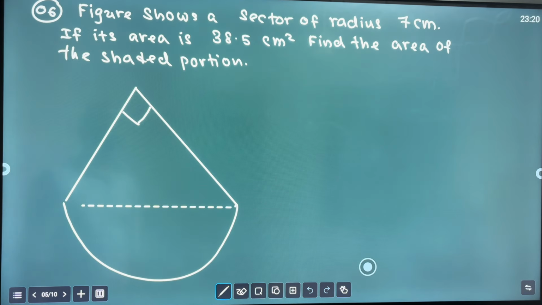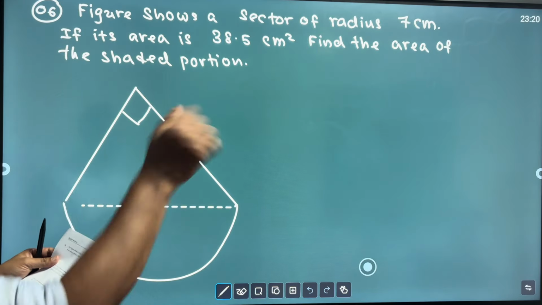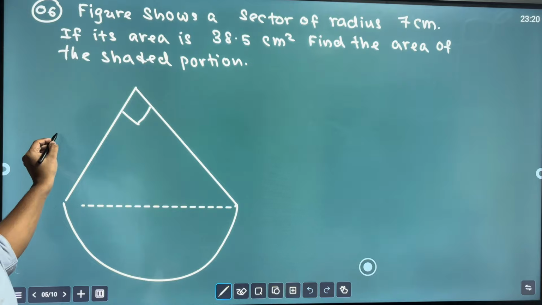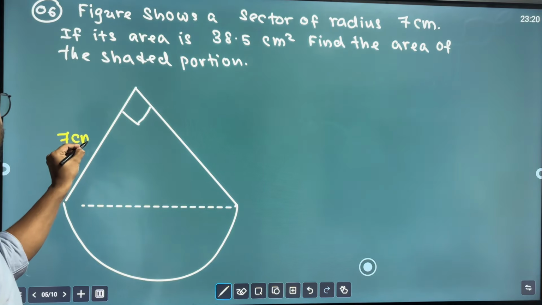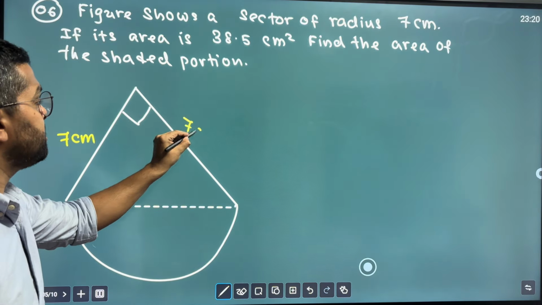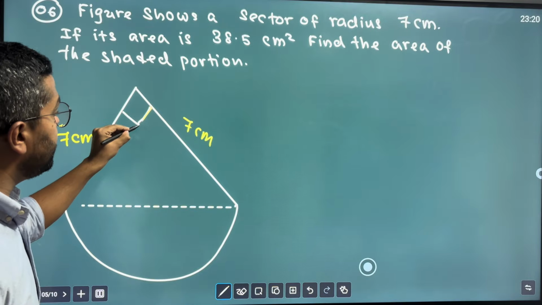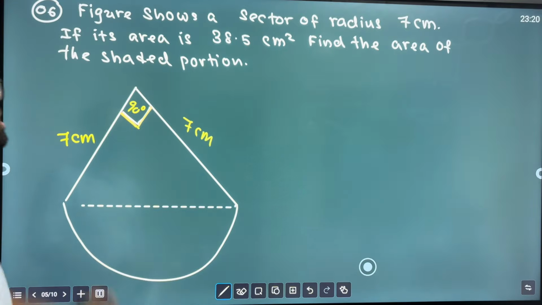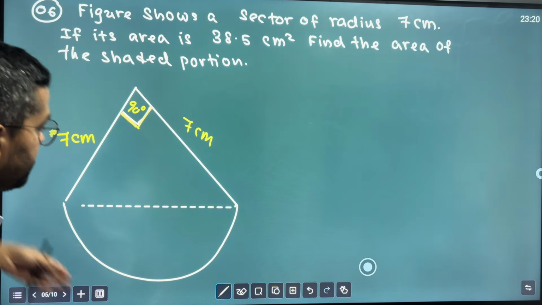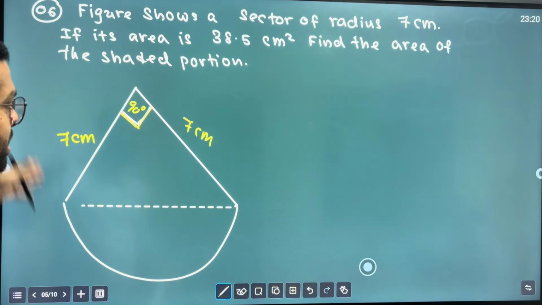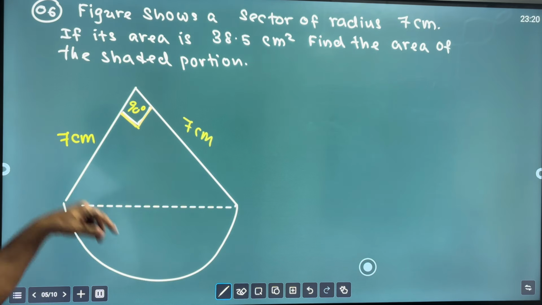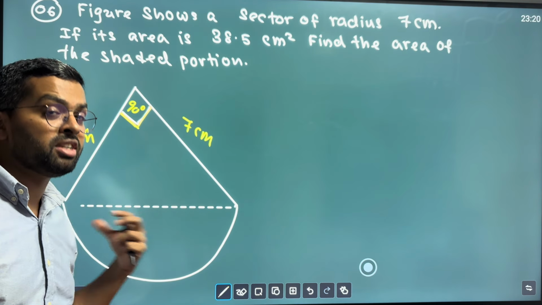Right. Figure shows a sector of radius 7 centimeters. Now in this sector, radius is 7 centimeters. Angle at the center of the sector is given as 90 degrees. Now this is a sector. The image is not perfect, right? But we have to consider this as a sector, right? In other words, this is a quarter of a circle as well.